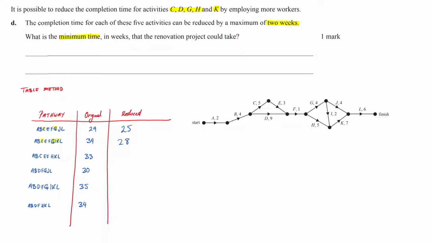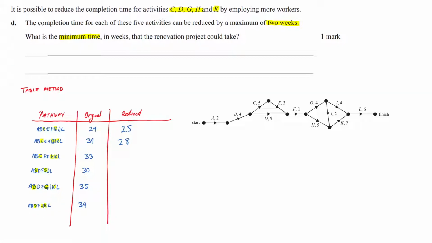So let me work a bit quicker. For the next one, it will be C, H, and K. Then for the next one, it will be just B and G. For this one, it will be B, G, and K. And then for the last one, it would just be D, H, and K.